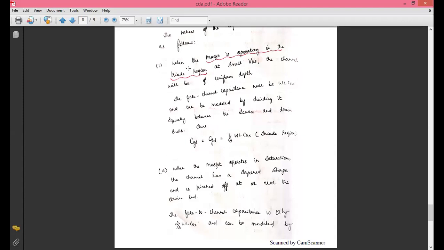So let me take the first one. When MOSFET is operating in triode region, also known as linear region, the drain to source voltage VDS will be very small. Very important, you have to note. When the MOSFET is operating in triode region, the VDS will be small, whereas when the MOSFET is operating in saturation region, VDS will be very high.